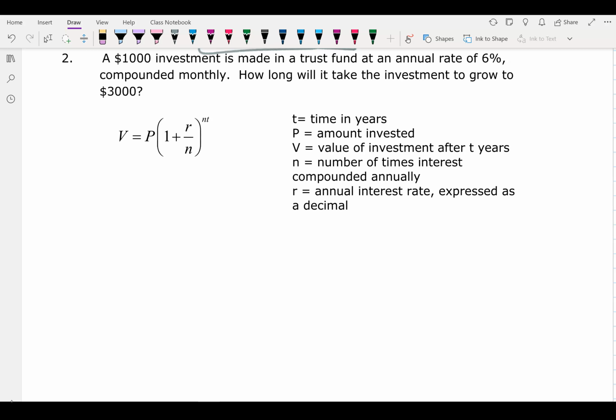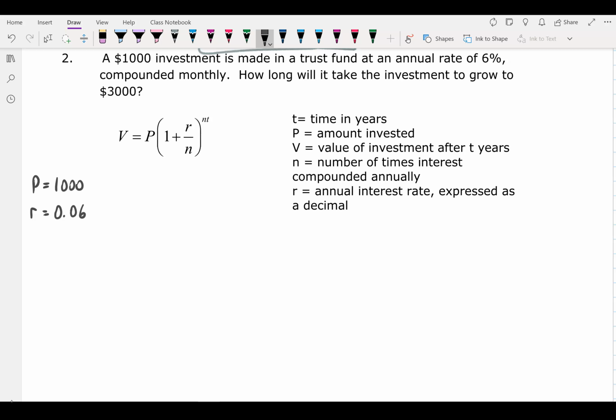Take a minute to read this, pause the video and see what each variable represents. It says a $1,000 investment, which is P, is made in a trust fund at an annual rate of 6%. That's our annual rate, R, expressed as a decimal. Compounded monthly.